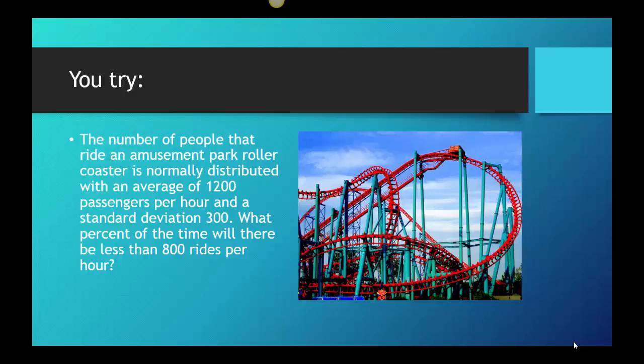So here's an example for you to try. The number of people that ride an amusement park roller coaster is normally distributed with an average of 1,200 passengers per hour and a standard deviation of 300. What percent of the time will there be less than 800 rides per hour? I guess that should really say riders. So give this a try. Make sure you consult the charts and then come back and check with me to see how you did.